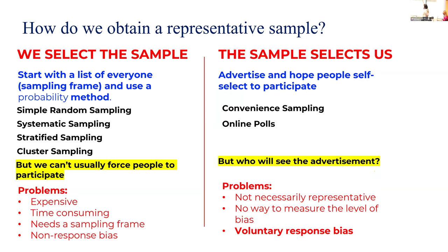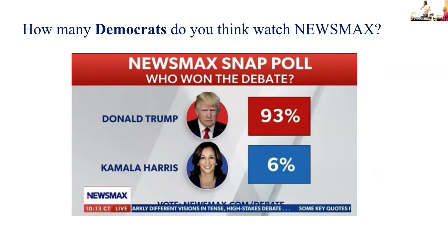The problem is that there is no probability way of measuring the level of bias in our sample. Think about this. After one of the Kamala Harris and Donald Trump debates, Newsmax, a conservative media outfit, asked who do you think won the debate? And 93% of people said Donald Trump. Now, how many Democrats do you think watch Newsmax? Probably not a lot. How many people who like Kamala Harris watch Newsmax? Probably not a lot. This is an example of sample bias.